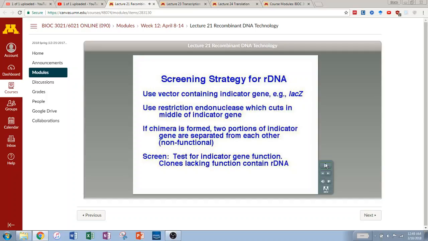The LAC-Z gene has a restriction site within it that can be cut with an endonuclease. When the LAC-Z gene is cut and foreign DNA is inserted into the middle of it, the new product has a disrupted LAC-Z gene, which no longer codes for beta-galactosidase. If one selects plasmids which no longer code for beta-galactosidase, there's a strong possibility that the plasmid contains the insert.